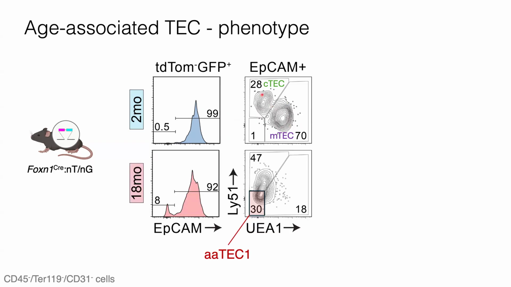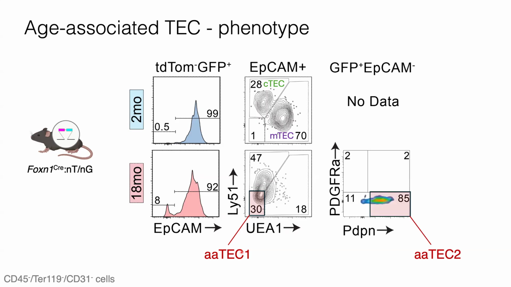There was a different picture in the involuted thymus from these mice, though. The majority of the GFP positive cells were EpCAM positive. If we gate on those, you can appreciate that we've now got a population of Ly51 and UEA1 negative, or double negative cells. This is an unusual feature in TECs. And if we gate on this AATEC1 and plot claudin 3 expression, I'm not showing you here, but we found that that's where the majority of claudin 3 expression resided, suggesting that these indeed are the AATEC1s that we observed in our imaging and transcriptomic studies.